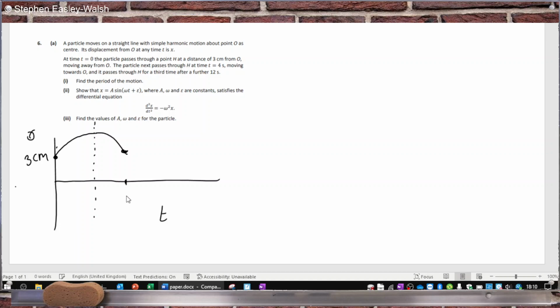So this time here is 4, so it makes me feel like that is 2, and then it heads towards the origin, reaches the origin. But I suppose the only problem is point H is only on one side, so it reaches 3 centimeters away on the other side, comes back, and then now we're back at the original one.